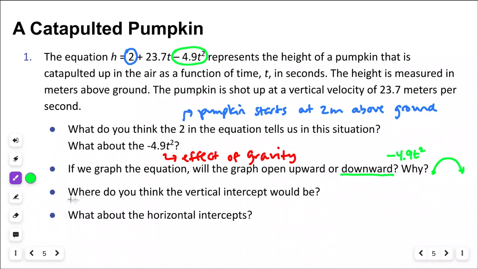The third question, where do you think the vertical intercept would be? Remember vertical intercept? The vertical is lines going this way, so it's like your y-intercept. Where would that vertical intercept or your y-intercept be?